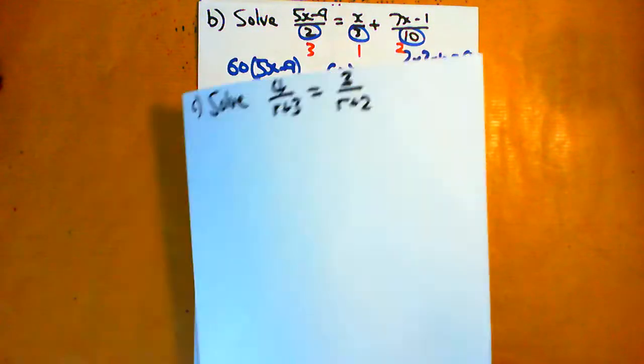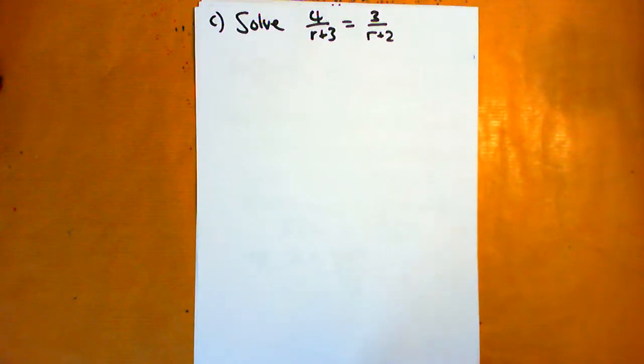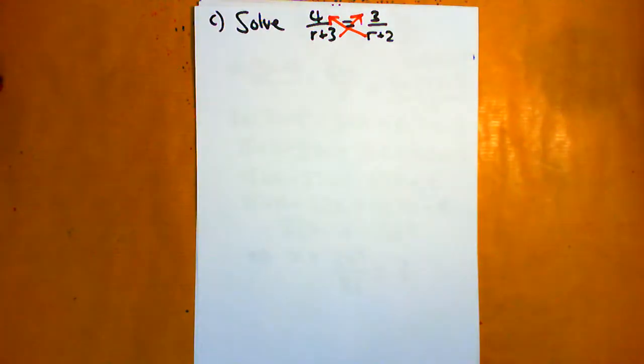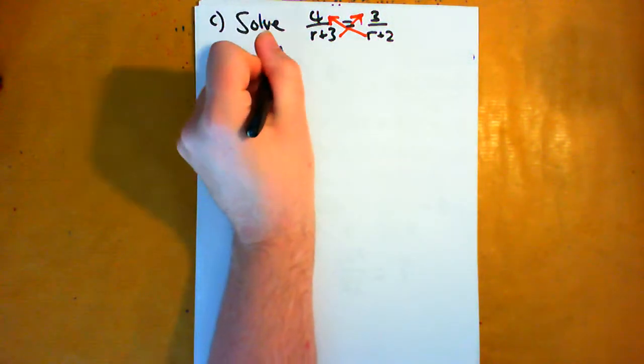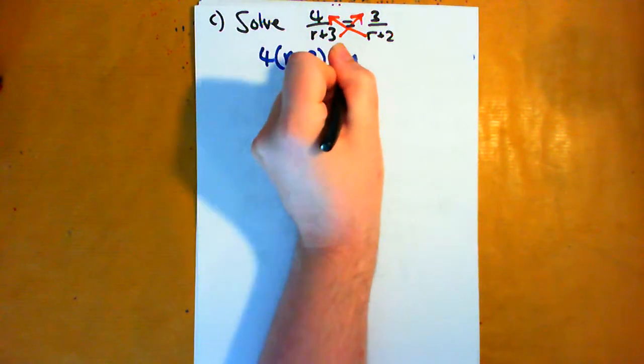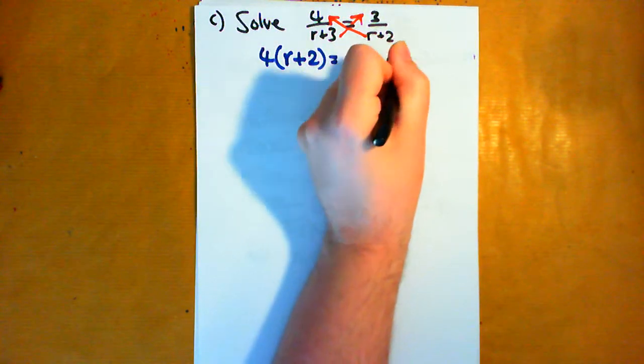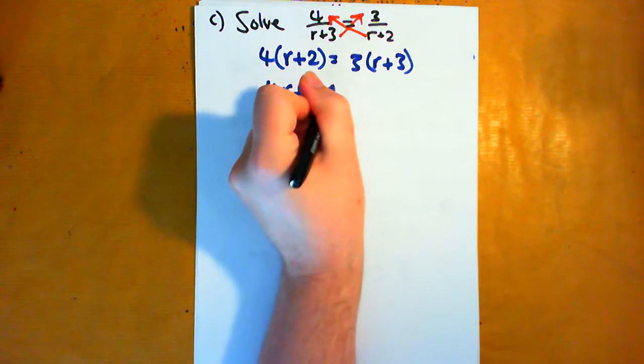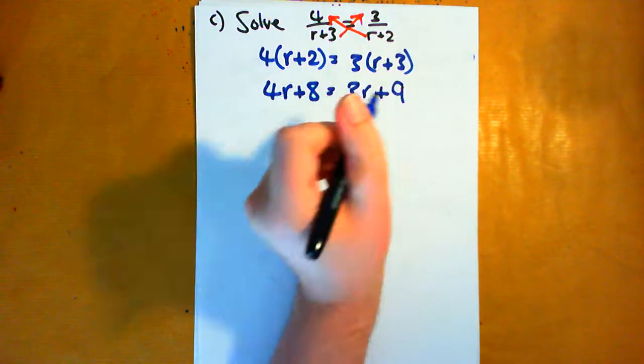Perfect. Okay, so we have another equation to solve. We have 4 over r plus 3 equals 3 over r plus 2. Back to having one fraction only on each side of the equation. Only 2 fractions involved in the equation overall, which means cross multiplication will work perfectly here. Okay, so we have to multiply 4 by r plus 2 equals 3 times r plus 3. Multiply the brackets out and we get 4r plus 8 equals 3r plus 9.